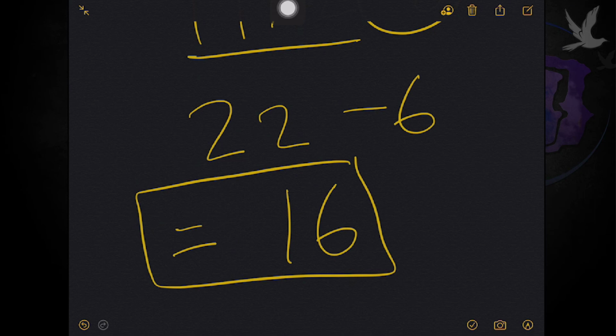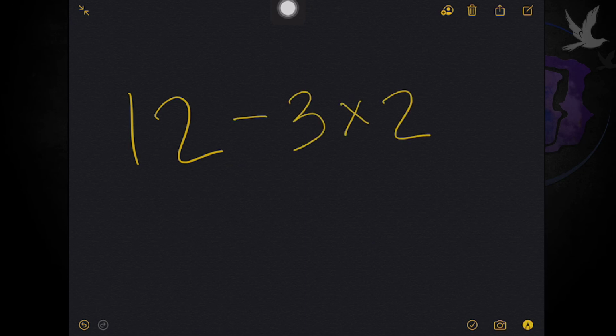Okay. So, try this daw. Diyan lang. Kung kaya nyo mentally, kayo na bahala. Basta ako, I'll just give you an example. Let's say 12 minus 3 times 2. Ano pa ba?